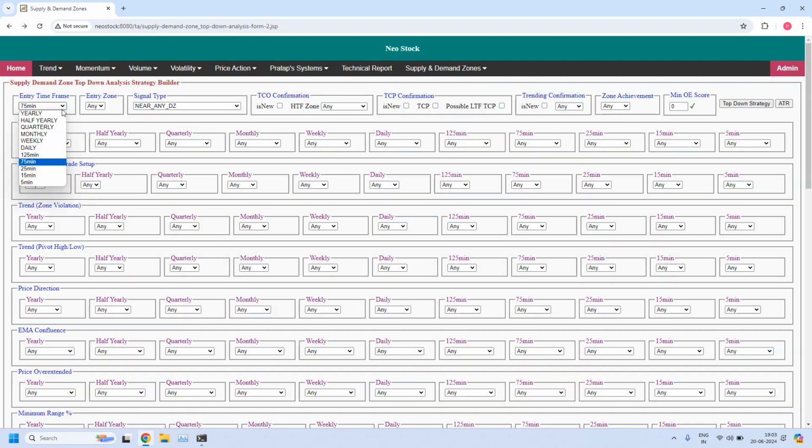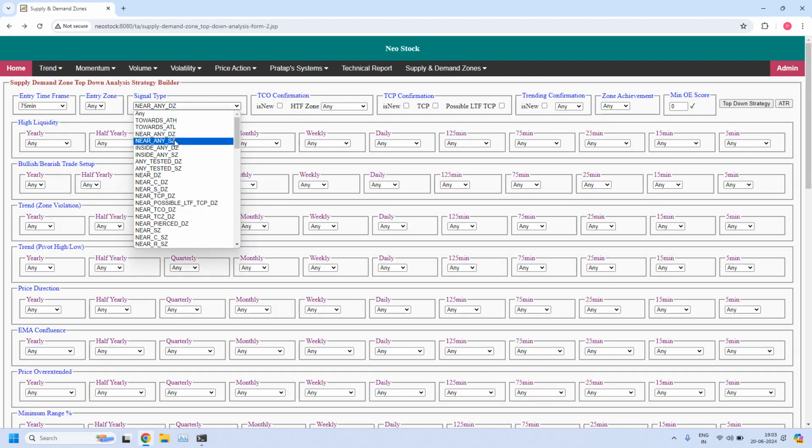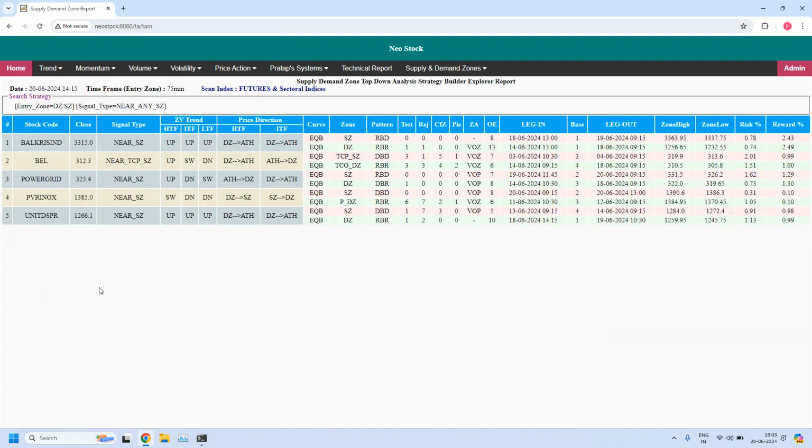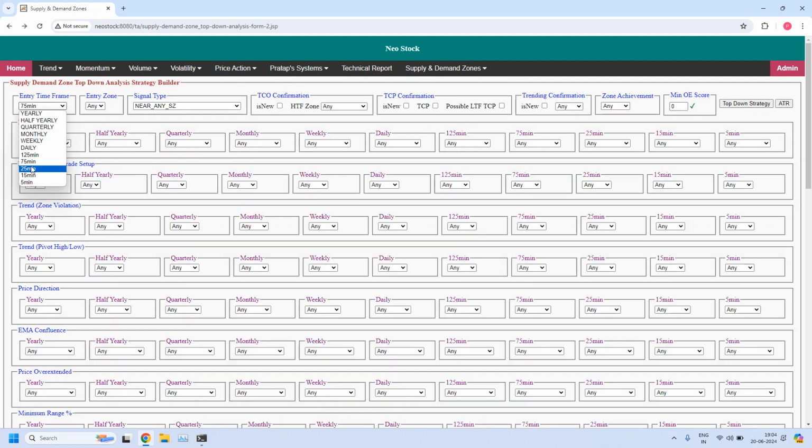Now I am going back for 75 minutes time frame. Let us find the stocks near 75 minutes supply zone. 5 stocks are filtered. Let us check any high liquidity zones from this list. But here the zone BEL is not valid because it is pierced, so we can't plan a trade. So we don't have any valid 75 minutes high liquidity supply zones from this list.